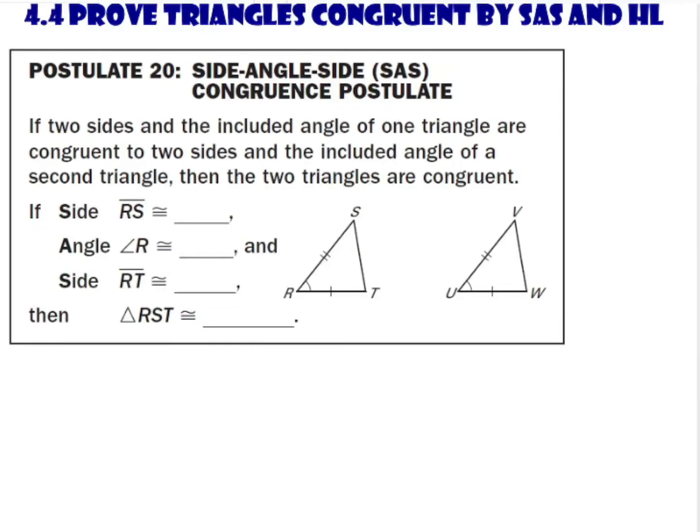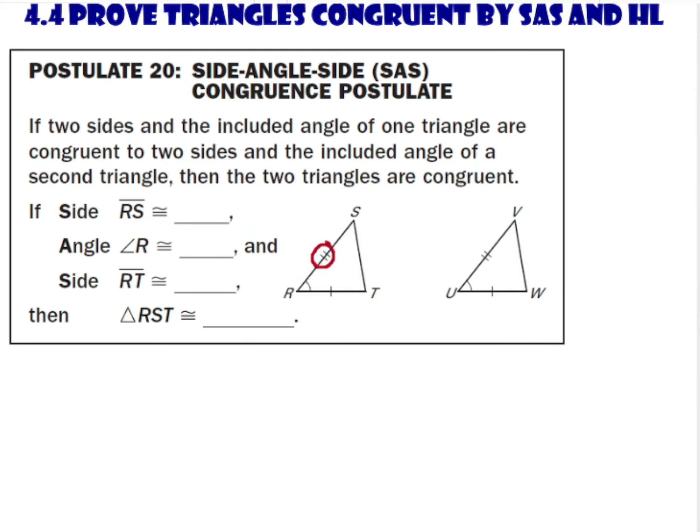So the first postulate is the side angle side congruence postulate. If two sides and the included angle of one triangle are congruent to two sides and the included angle of a second triangle, then the two triangles are congruent. This would not work if that angle were misplaced. If you see the ticks on these two sides, it has to be this angle that's marked congruent, otherwise it wouldn't work. That's what they mean by the included angle.